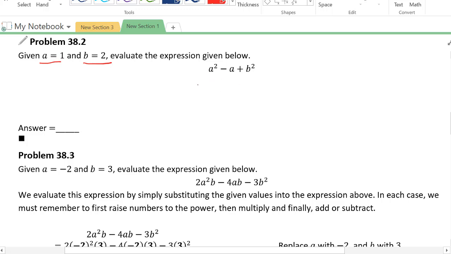Whenever you make a substitution, you always put it in parentheses. You're going to write it like this: 1, that's A, squared, minus 1, because that's A, and then plus B, which is 2 squared. Now just simplify everything. 1 squared is 1, minus 1, plus 4. Then just go straight across. 1 minus 1 is 0, and then plus 4, so you just get 4. Technically, once you get up to this point, you can put the whole thing in the calculator, and you're going to get 4. Let's go into the next one.